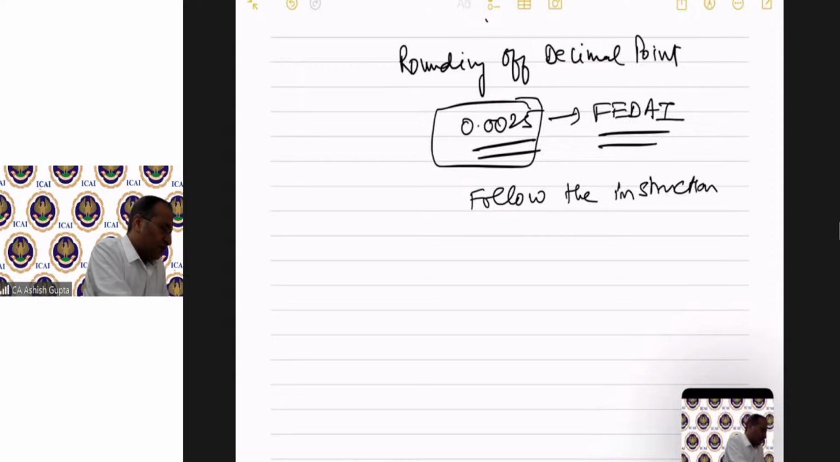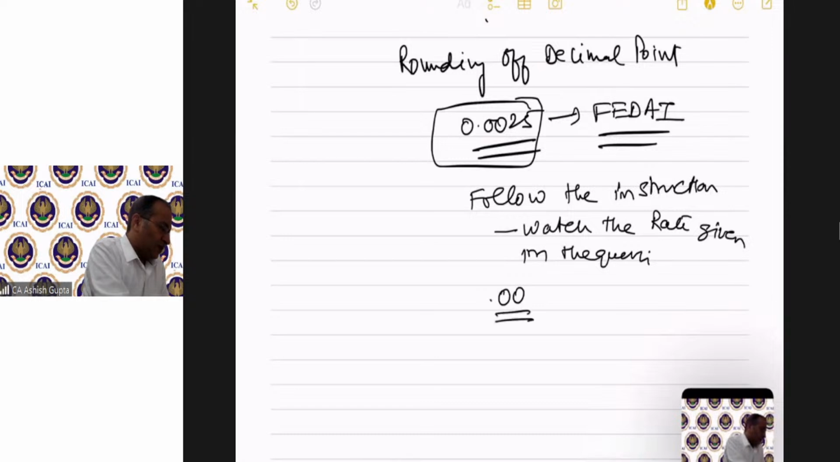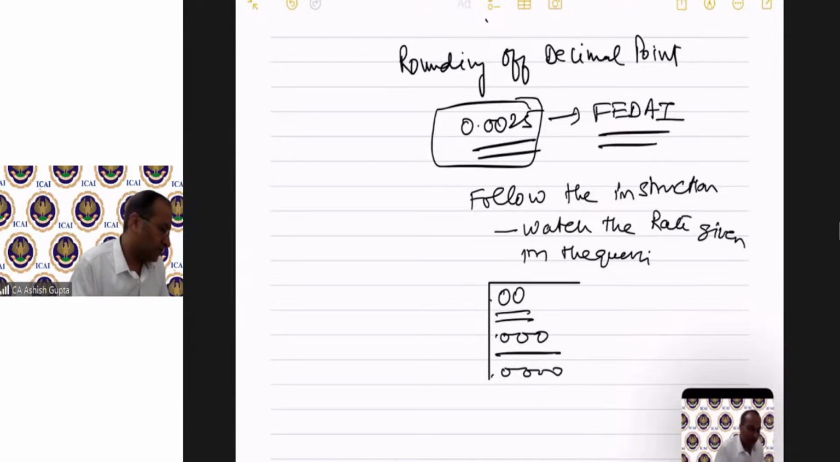Otherwise, watch the rate given in the question. Say if they have used up to 2 decimal points only, then use it. If they have used 3 decimal points, then use the same. If they have followed 4 decimal points, then use this. So we have to see how many decimal points the quotation has been given in the question, and you follow the same.